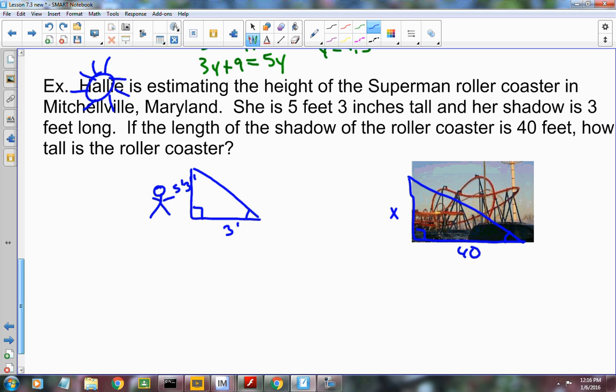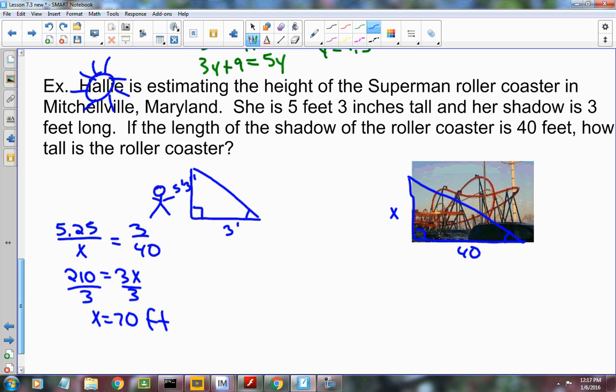What is 5 feet 3 inches? Her height. But what is it? I'm not gonna put 5 foot 3 inches into my equation. It's 5.25 because 3 inches is 3 out of 12, which is a fourth, and a fourth is 0.25, right? Okay, so I'm going to do 5.25 is to the height of the roller coaster, which is x, and then the shadows correspond, 3 is to 40. So I cross multiply, and I get 210 equals 3x. Divide both sides by 3, and x is 7 feet.